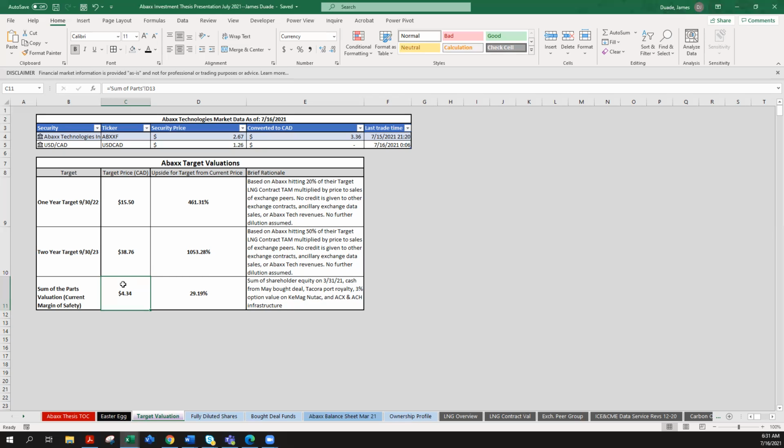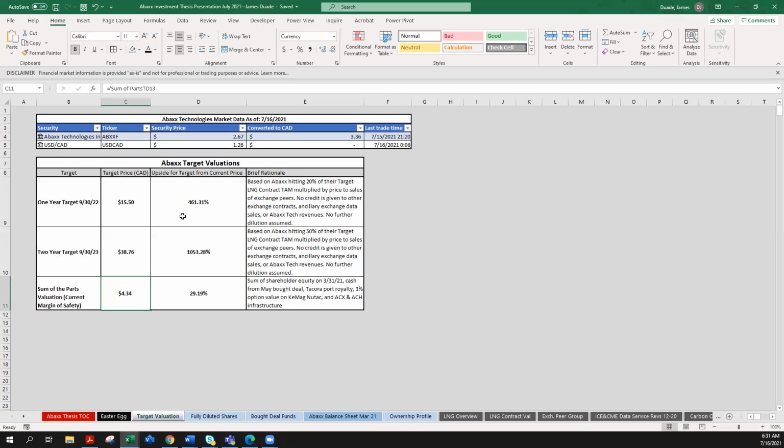So that's the downside. The upside, I think, which is based solely on the LNG contract being put in place, and we'll talk about that in just a little bit. But the upside, I think, is $15 to $40, as you can see here, in 1 to 2 years' time.